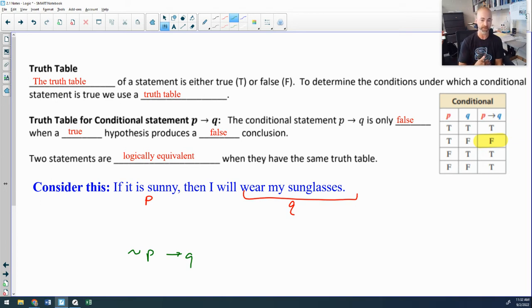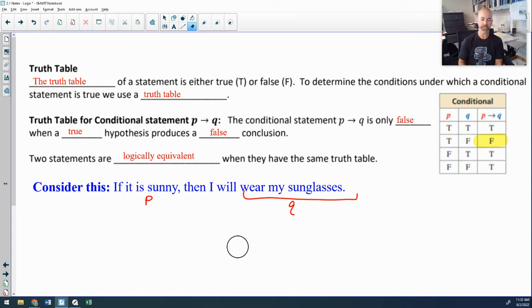But maybe even if it's not sunny, I'll wear it. That does not disprove the original if P then Q. And similarly, what if you look outside and it's not sunny and you look at me and I am not wearing my sunglasses? Does that disprove the statement, if it is sunny, then I wear my sunglasses? No, it does not. So the original statement would still hold true.